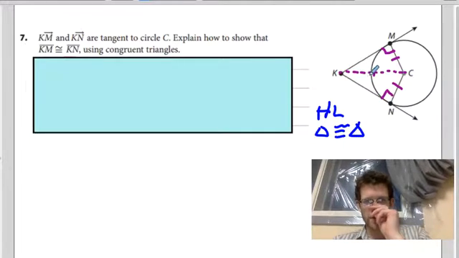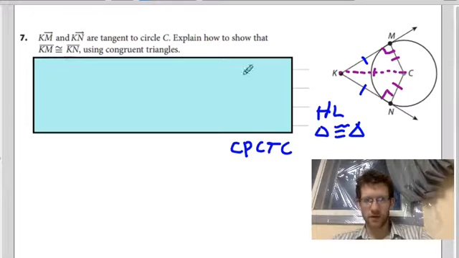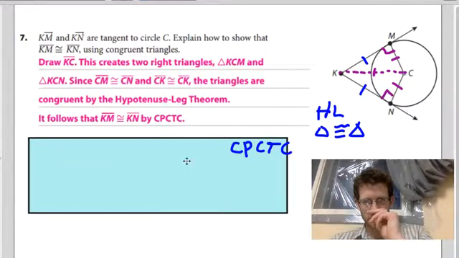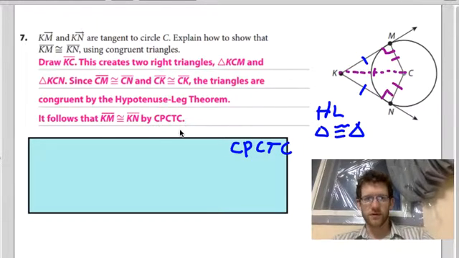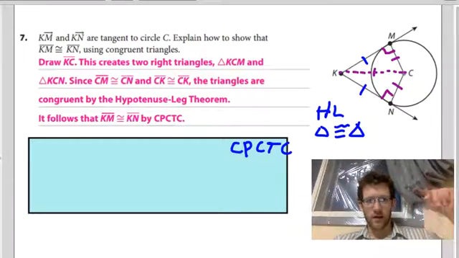And once we know the two triangles are congruent, we know that this segment is congruent to this segment because corresponding parts of congruent triangles are congruent, right? And that's basically what this thing says. Corresponding parts of congruent triangles are congruent, and we can prove them congruent here using hypotenuse leg. So, good job. That's pretty much it for this lesson.